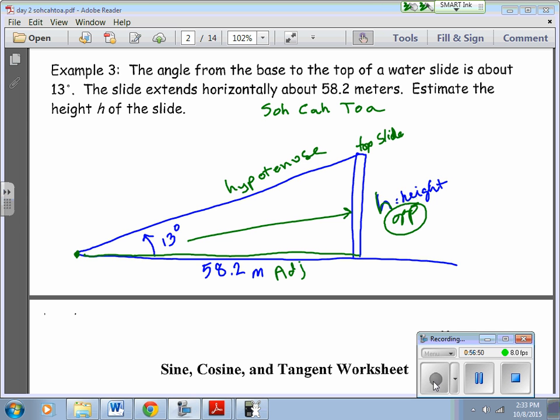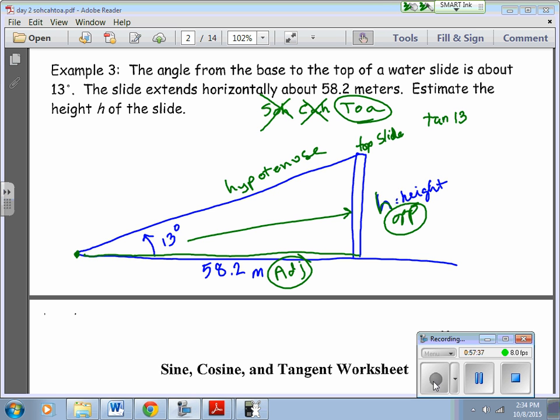So we need something that has the opposite and the adjacent in it. Do you see why I'm going to use adjacent? I already have a number for that. I don't know a number for the opposite. So I need you to, tangent is correct. Cosine has adjacent and hypotenuse, so we're not going to use cosine. Sine has opposite over hypotenuse, we're not going to use that one, okay? And tangent is the one that has the two sides that we're going to use, okay? So set up your equation now.